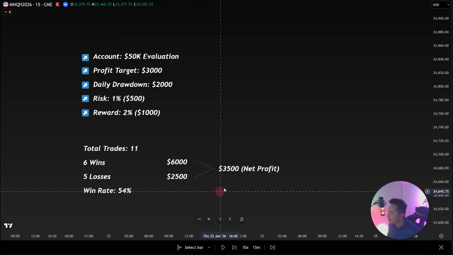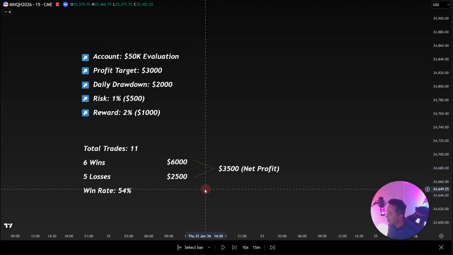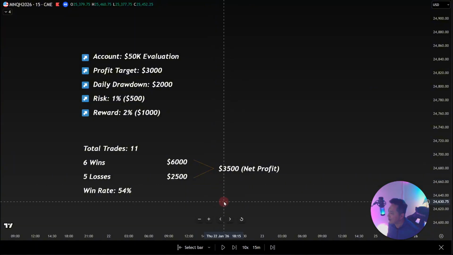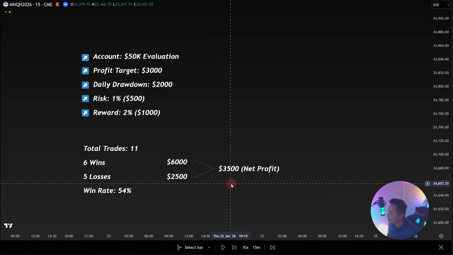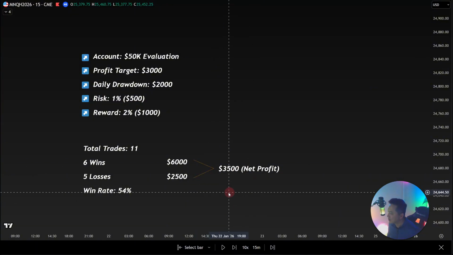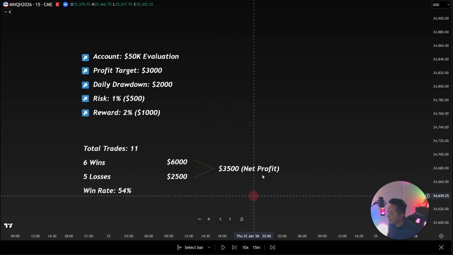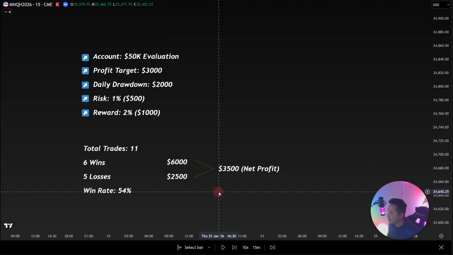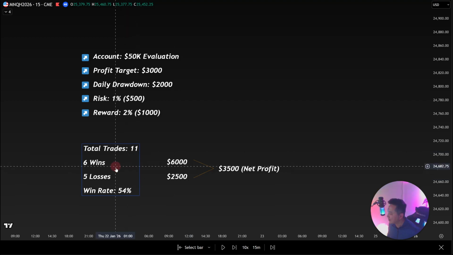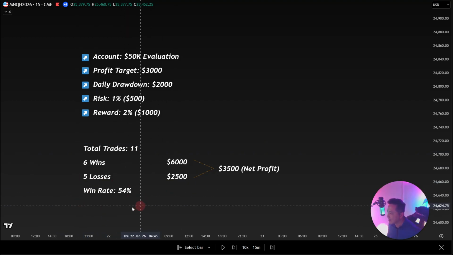Okay, you can see that you can pass a prop firm pretty easily within that 30-day period with a very healthy net profit target, right? And also for those of you that are funded looking to get your payouts, this is also a very good way to do this, with a very limited amount of trades and, like I said, a very mediocre win rate.